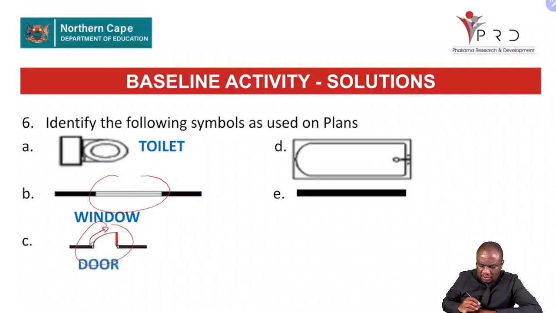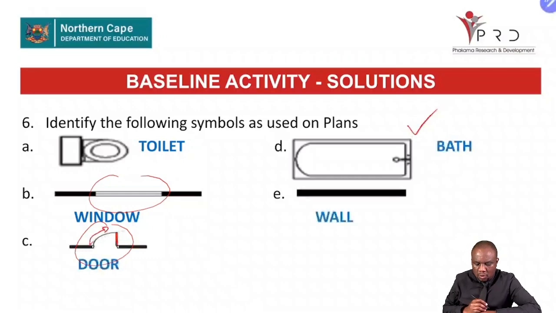And then D, what is this? It represents the bathroom. If you see a room with that, it means that's the bath. And then a thick line like that means the wall. Okay, right. So we must know some of these.